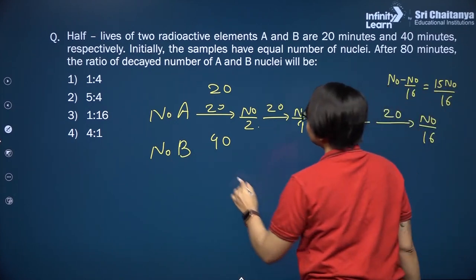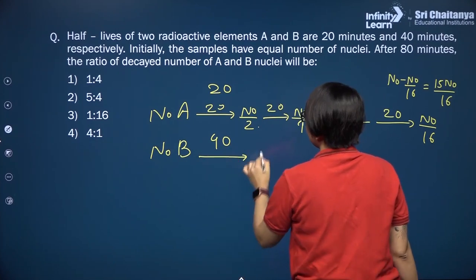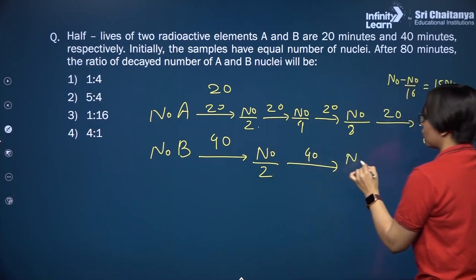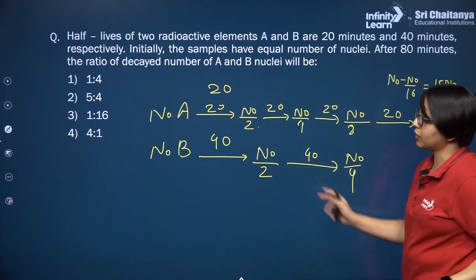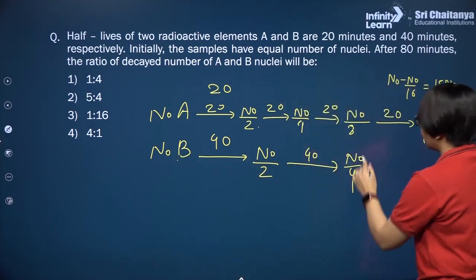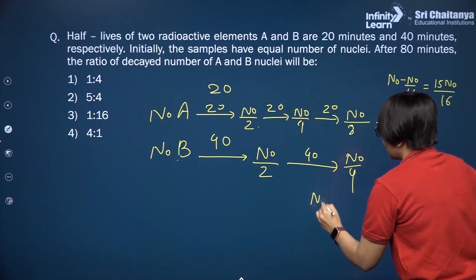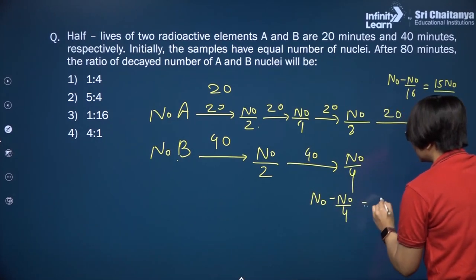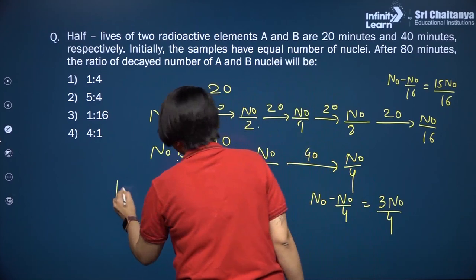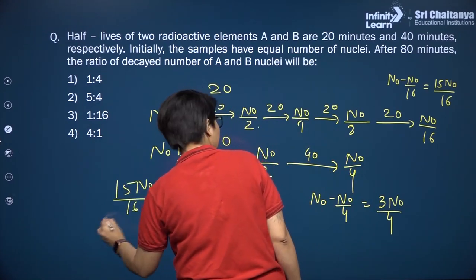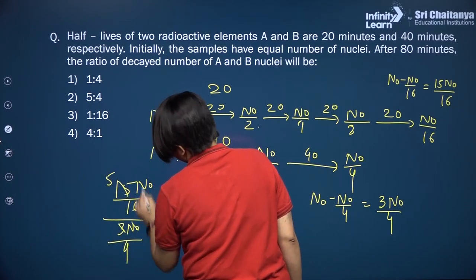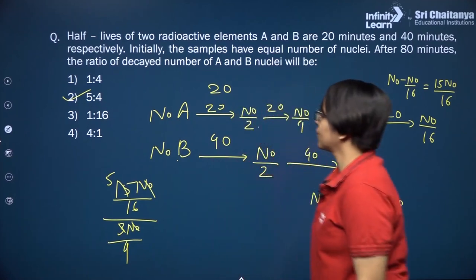For B, half-life is 40 minutes, so in the first 40 minutes, left are N0 by 2, in the next 40 minutes, left are N0 by 4. So these are 40 plus 40, 80 minutes. 80 minutes is nothing but 2 half-lives of B, right? So we are left with N0 upon 4. So decayed are N0 minus N0 upon 4, which is 3 N0 upon 4. So the ratio will be 15 N0 upon 16 divided by 3 N0 upon 4. So this is 5 is to 4, which is option 2.